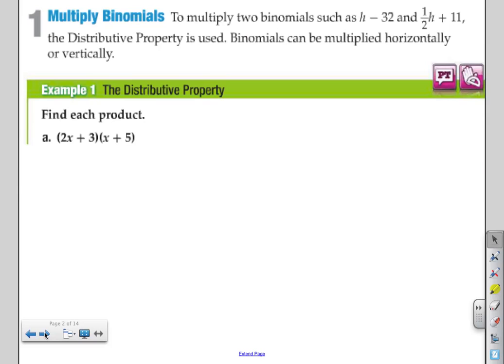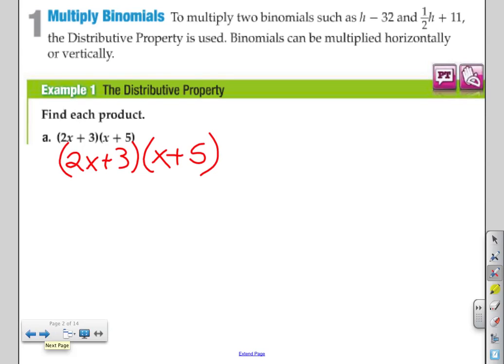All right, to multiply two binomials such as h minus 32 and 1/2 h plus 11, you use the distributive property. And this can be done horizontally or vertically, but I am just going to do horizontally because that seems to be the method of choice around here. So let's look at this. We're going to be multiplying 2x plus 3 times x plus 5. Notice I write my problem down first.